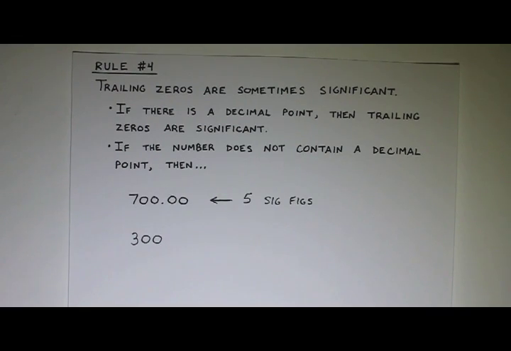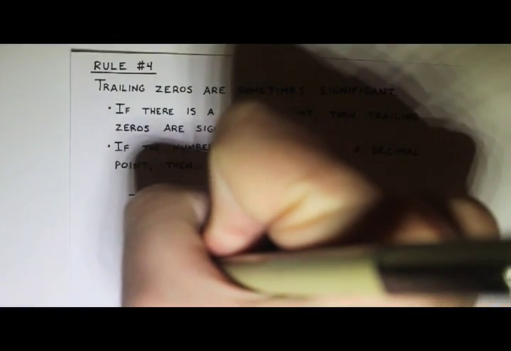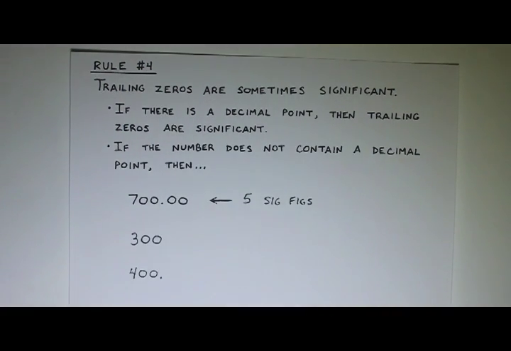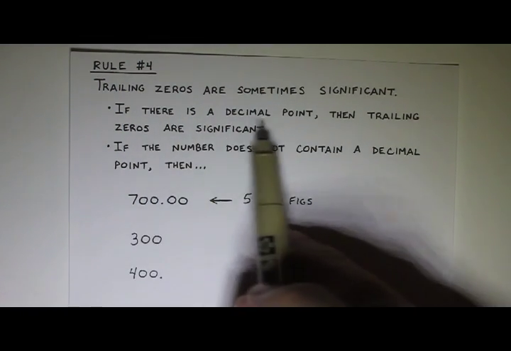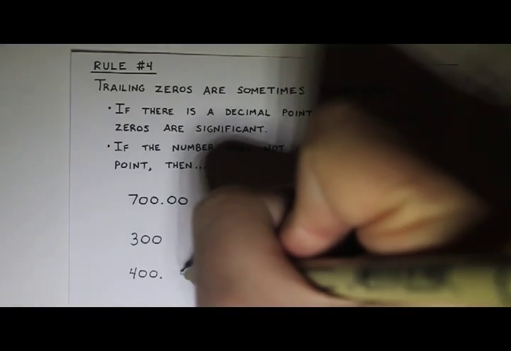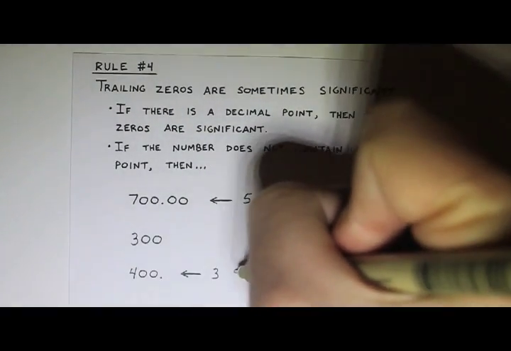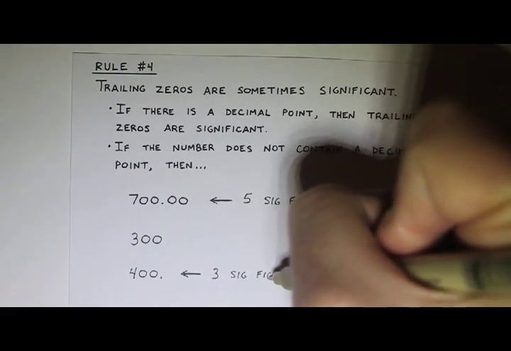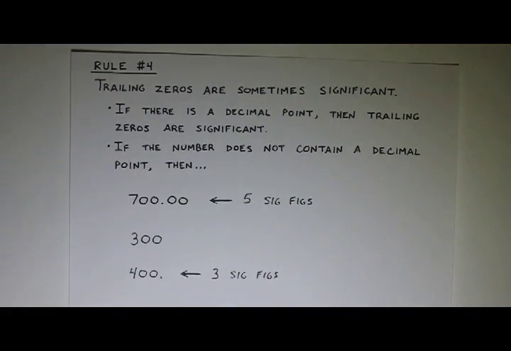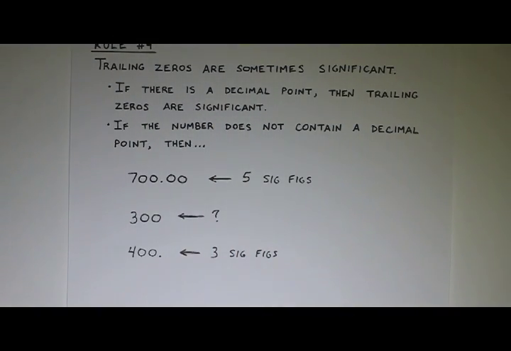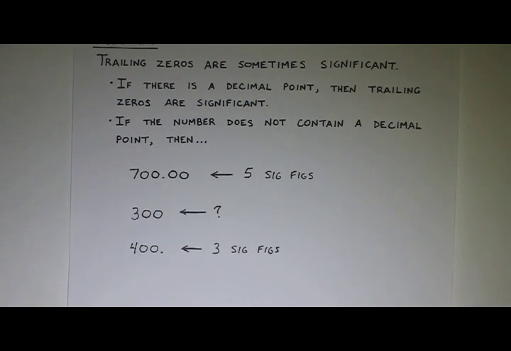But if I do have a number like 400 and I put a little dot there, a decimal point, well, that falls under this first part here. If there is a decimal point, the zeros are significant. So I would say that has 3 sig figs. Those zeros there are definitely significant because of the decimal point. For the 300, well, I don't know. It depends on the convention you're using or from context if you happen to know something else about the measurement.